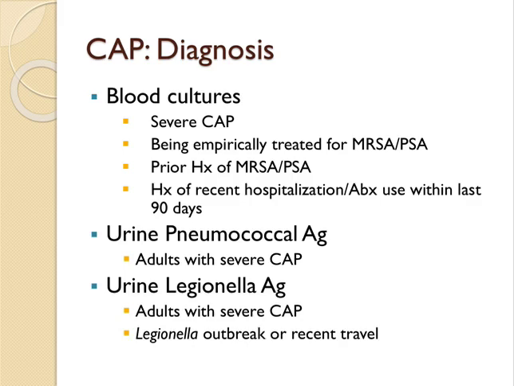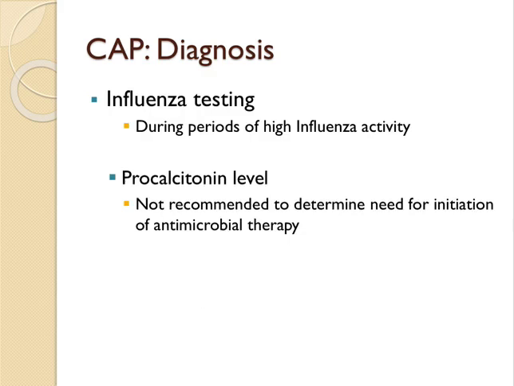In terms of recommendations for obtaining urinary antigens, again, that is recommended only in adults with severe community-acquired pneumonia, or in patients that have a recent history of travel, or if you suspect that they were exposed to a source of Legionella, or there is a Legionella outbreak going on. It is recommended to obtain influenza testing during periods of high influenza activity.